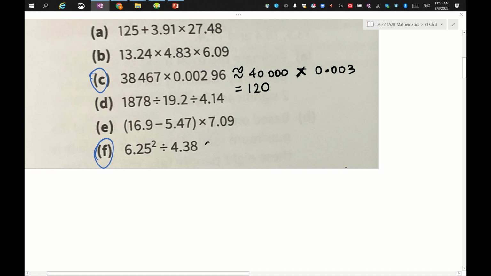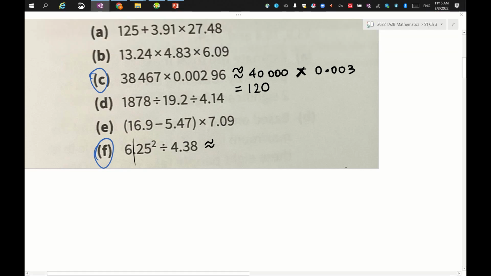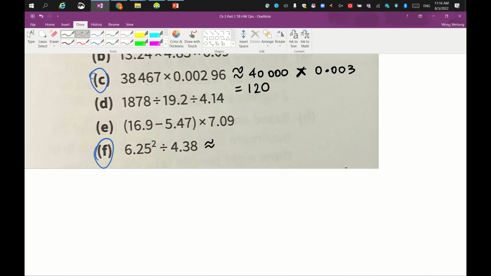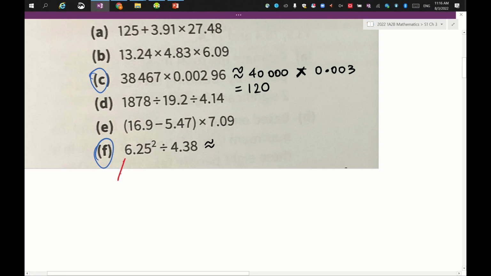The next number, again they said round off each number to 1SF. So if you still need help over here to identify where the decider is, just remember the first SF is the first non-zero number. This is my first SF. Since I want it rounded off to the first SF, I draw a line after the first SF. The next number, this is my first non-zero, so that is my first SF. So draw a line over here.